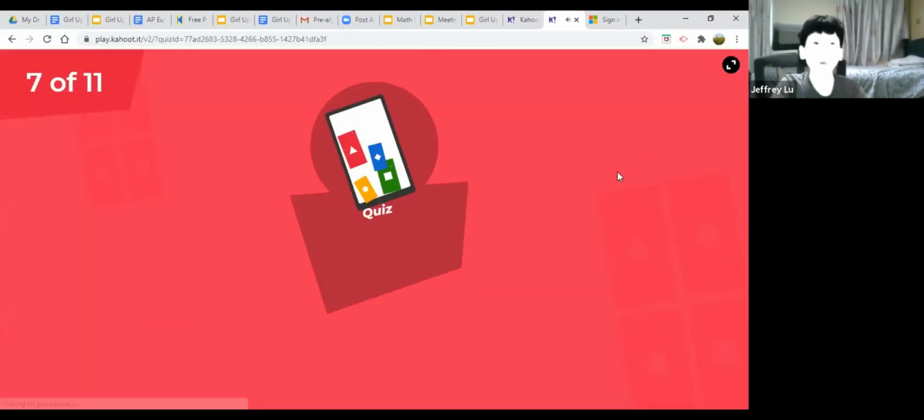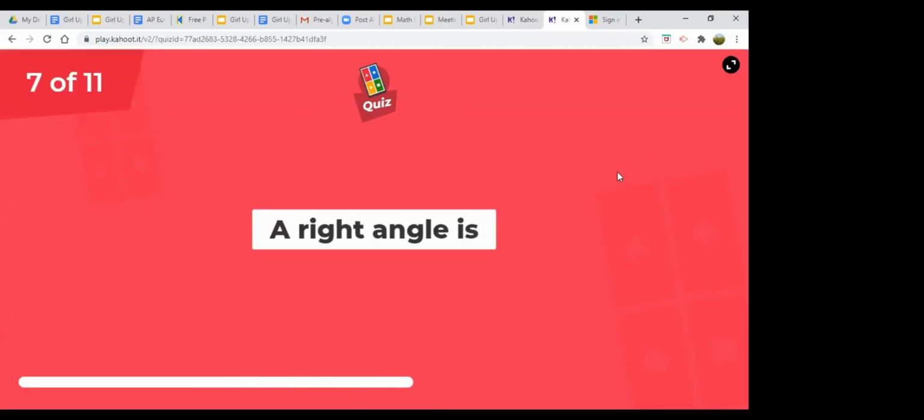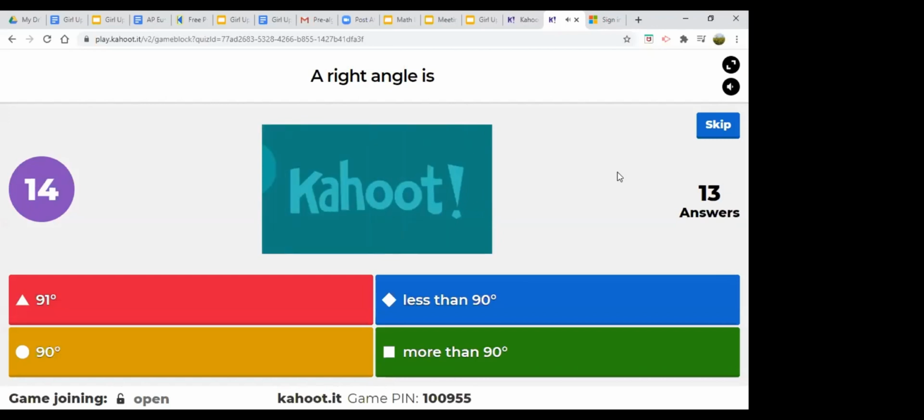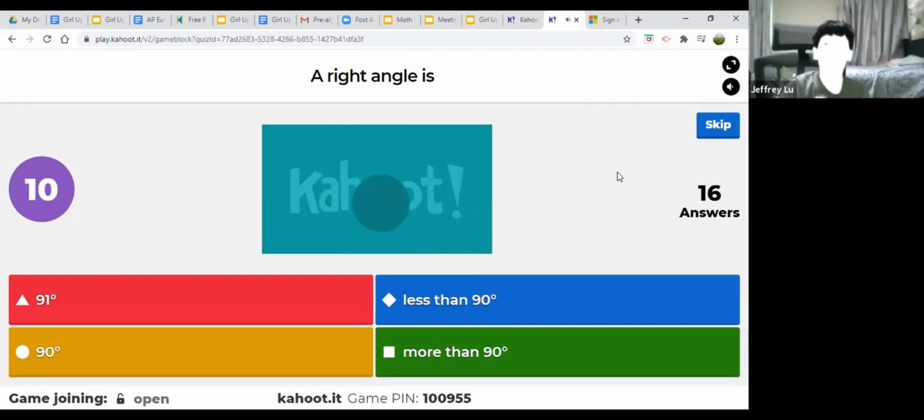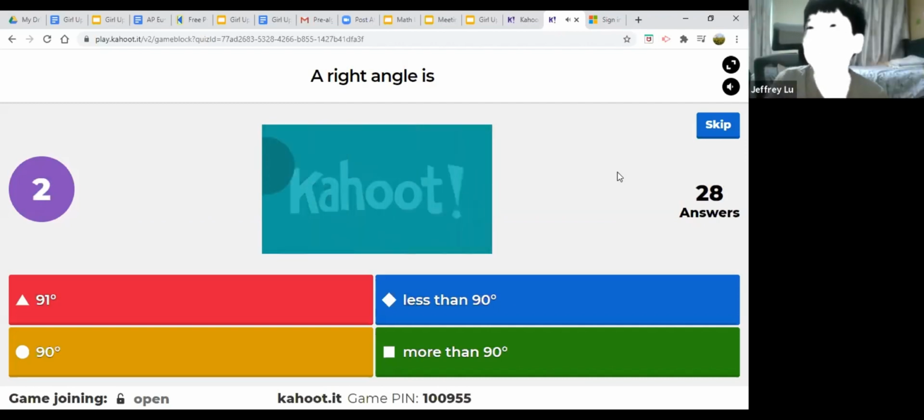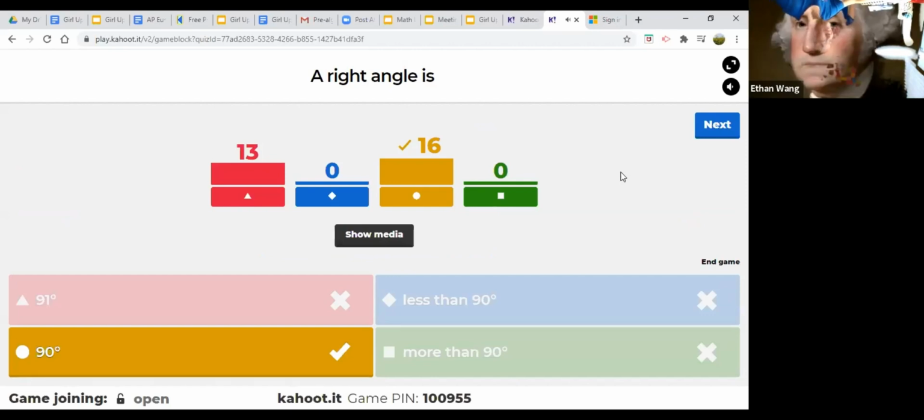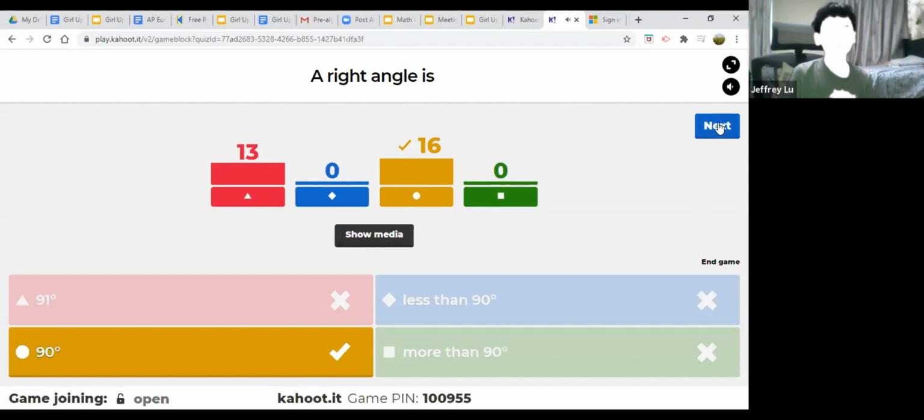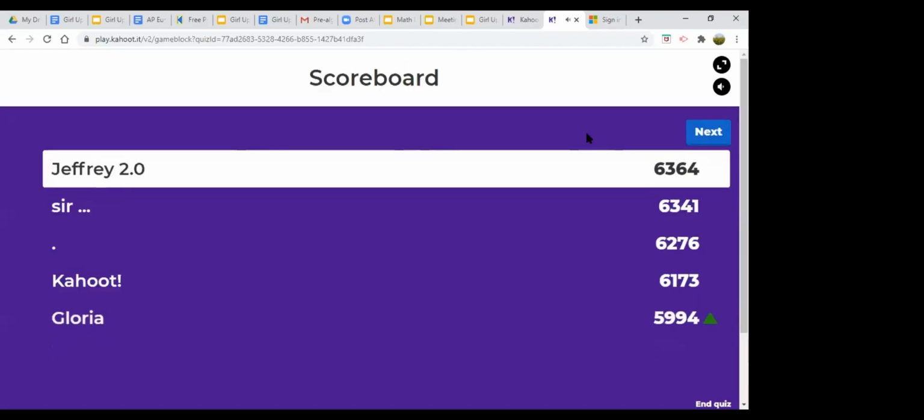Literally, Sir is right behind me with a right angle. 91 degrees. Wow. Oh, a right angle is not that fat and not that skinny. It's just right. It's average. Right angle's okay. We have an average person over here. Whoever picked the 91 is like, wait, why would you?